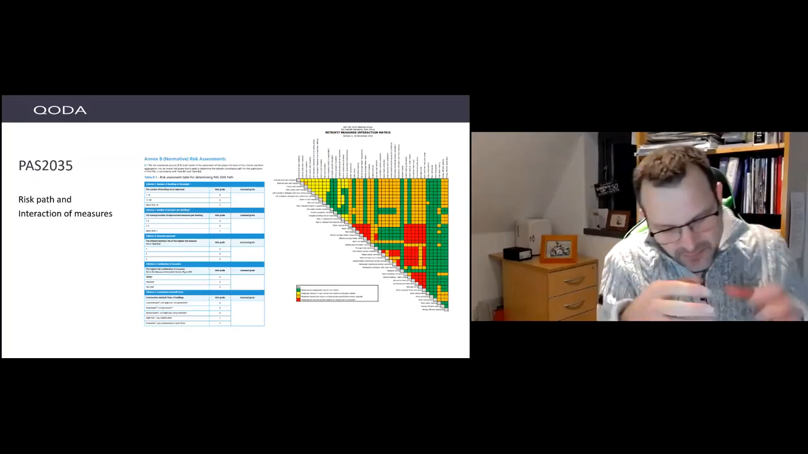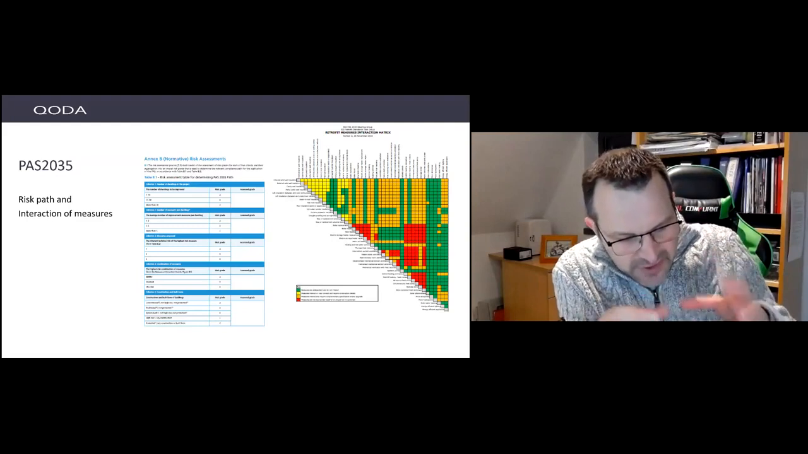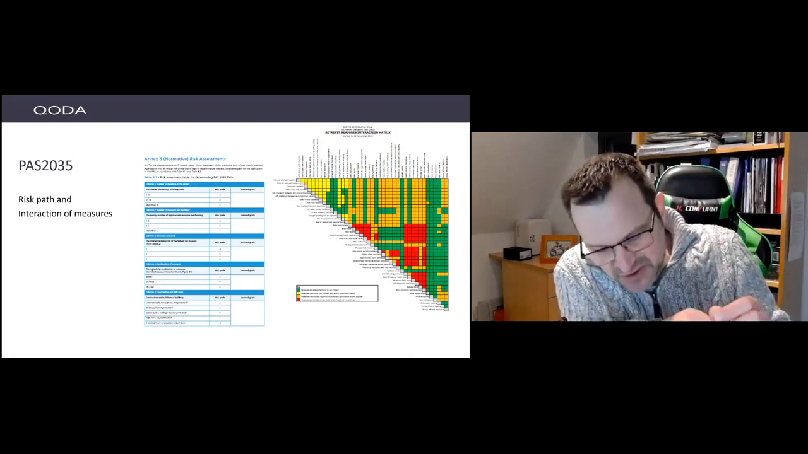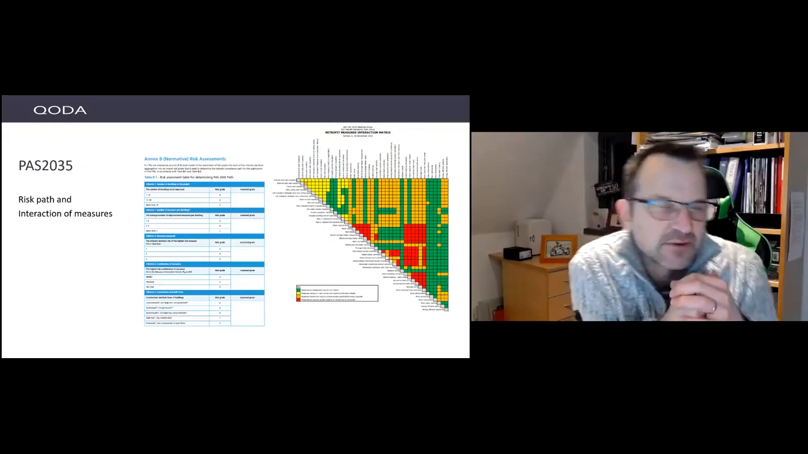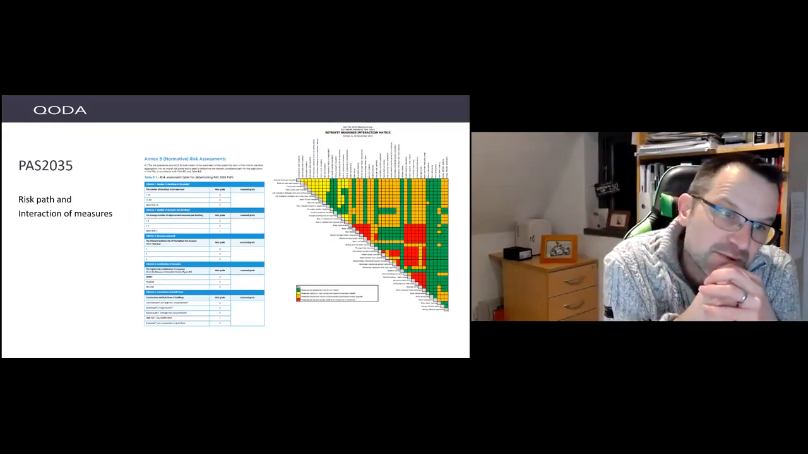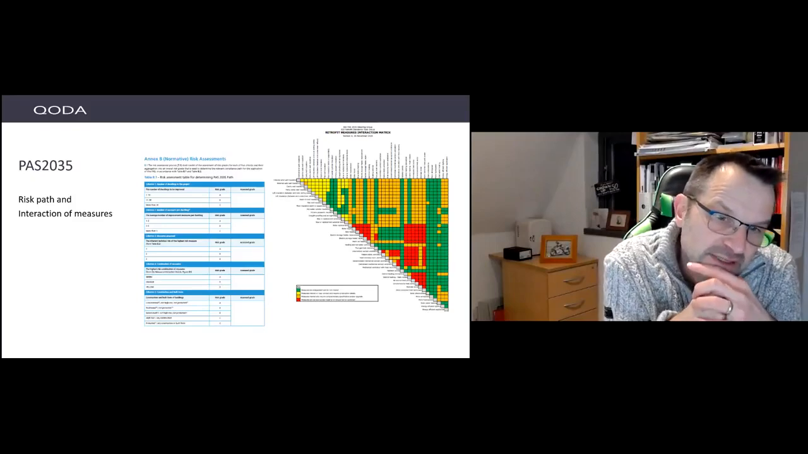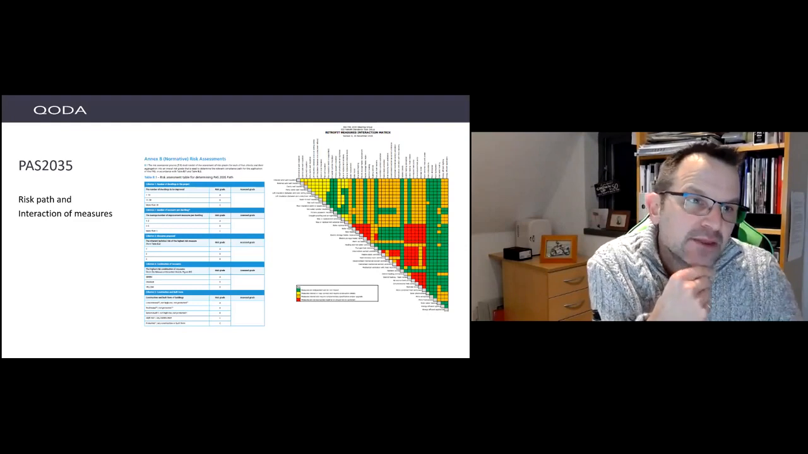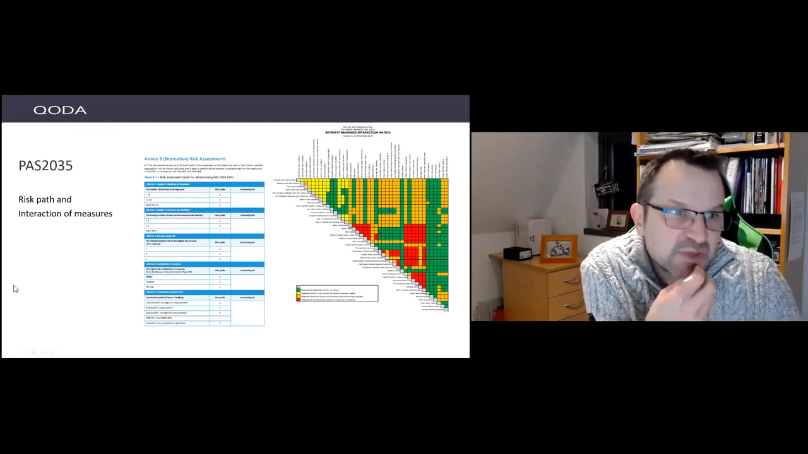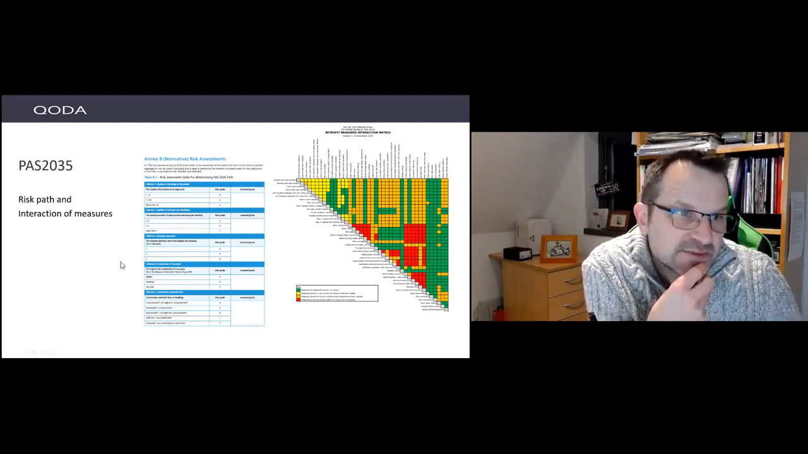So there's all sorts of different elements where a risk is introduced because you're doing one measure without necessarily thinking about another measure. And there's a whole table that you can actually work your way through and check to make sure that your building isn't going to suffer any failures later on. And there is in Annex B of PAS 2035 this risk path analysis table that you can use.